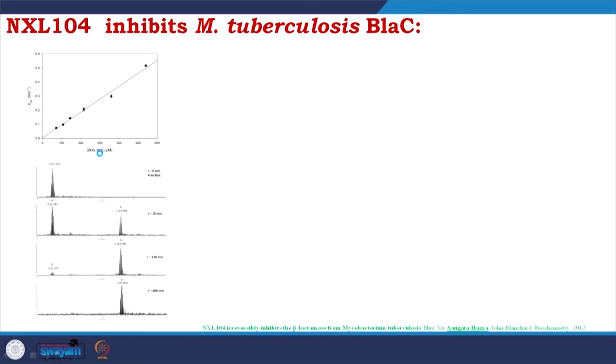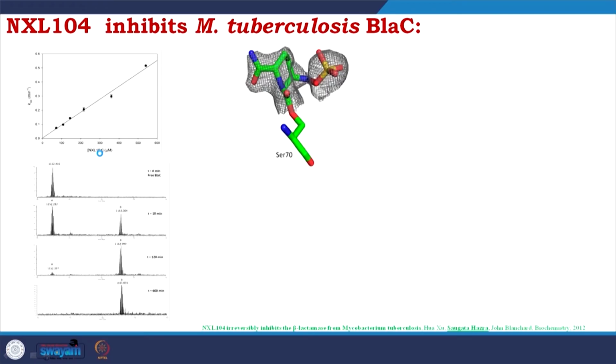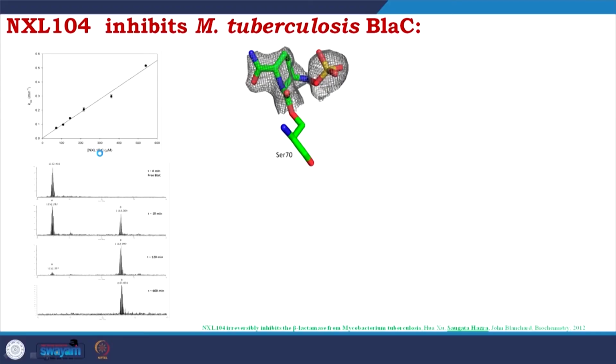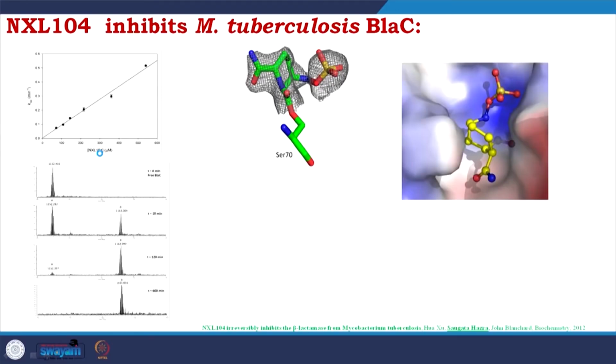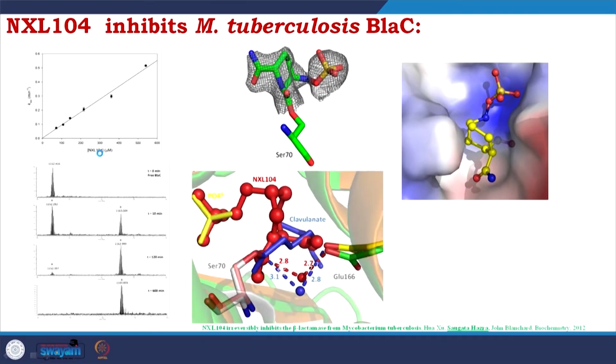So, we did the kinetics, we did the mass spectrometry analysis of the time range of the reaction, we get the structure. As I told, this is the first. After that, there are quite a few studies with different beta lactamases, but I had solved the first structure. You could see the electron density here. This is the interaction of the avibactam in the beta lactamase active site, and this is the comparison of the beta lactam with NXL 104 and clavulanate.